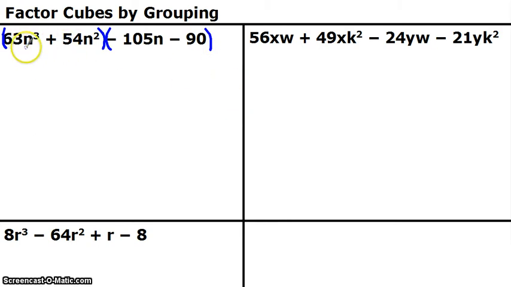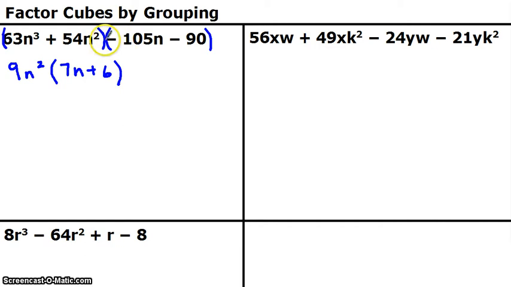Okay, the first 2, you take out the GCF, so what they have in common. Both 63 and 54 are divisible by 9, and they both have at least an n squared. So we can take out 9n squared, and that's going to leave us with 7n plus 6. Now the trick of this is that when you take out the GCF of the second parentheses, you should be left with 7n plus 6 again.